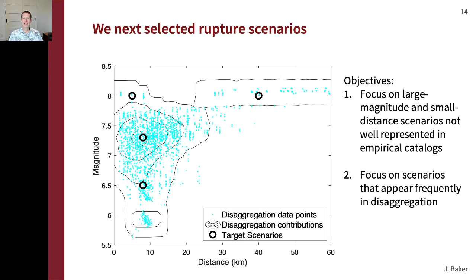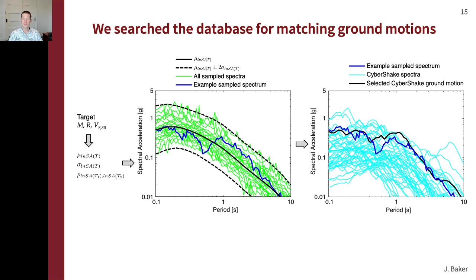If we just plow ahead and try to search the database for time series matching these, we'll find that in some of these cases there are actually millions of time series available, because there are so many ruptures in the CyberShake simulations that are consistent with those characteristics. So we need to further narrow things down and also ensure that the response spectra of the selected ground motions were appropriate. The approach we used, we call a similar spectra search.